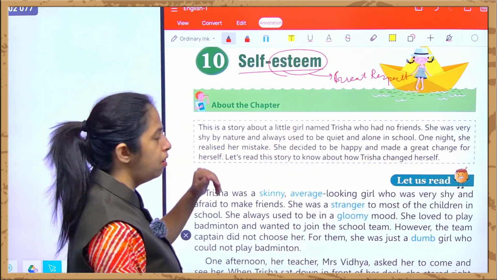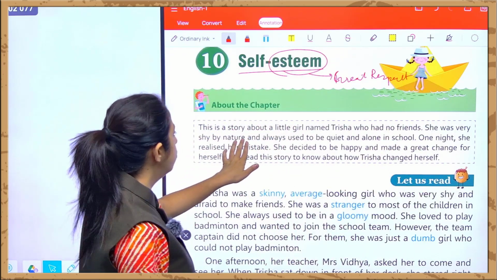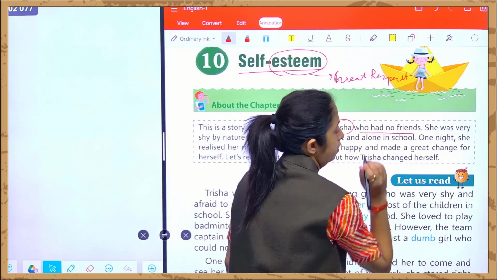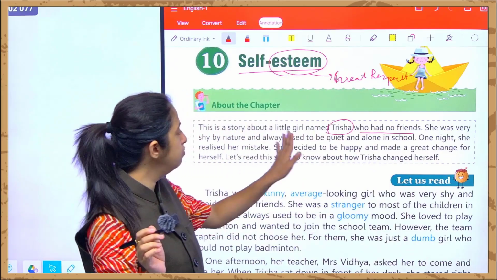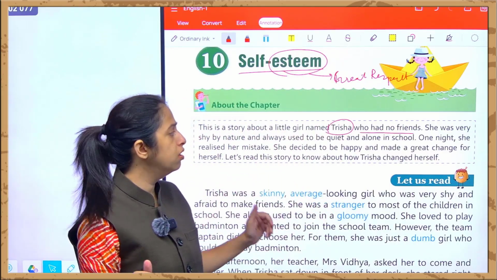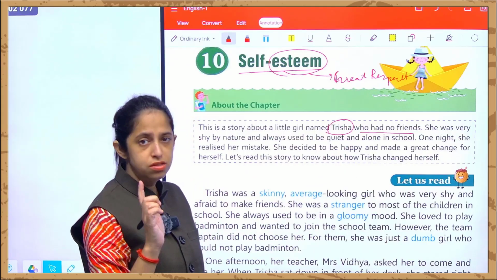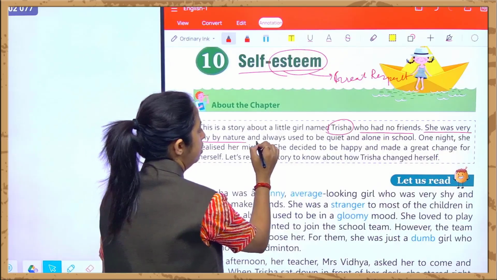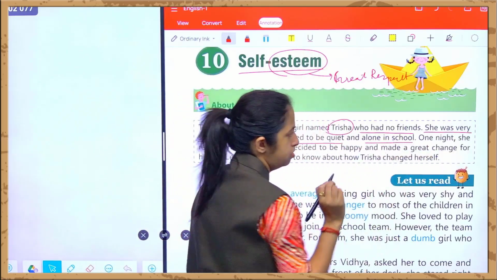Now let's begin the chapter. This is a story about a little girl whose name is Trisha, who had no friends. So what does this line mean? That this is a story about a little girl, a small girl, Trisha, who has no friends. She was very shy by nature and always used to be quiet and alone in the school.